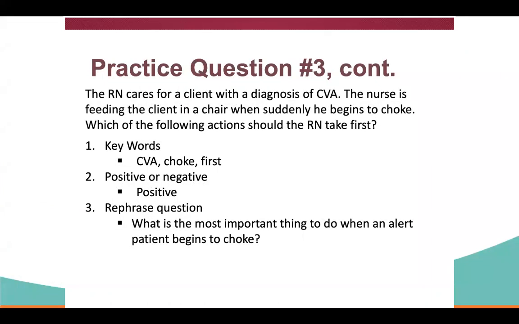We can answer the question by applying the 4 essential steps. The key words are CVA, choke, and first. It's a positive style question, and we can rephrase the question with, what is the most important thing to do when an alert patient begins to choke? Is this an ABC, Maslow's or nursing process question? It's nursing process. So we'll start with ADPIE.